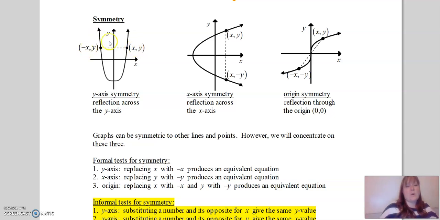So this is like x squared, right? Like if I put in 2, I get out 4. If I put in negative 2, I also get out 4. So that would be a y-axis symmetry.